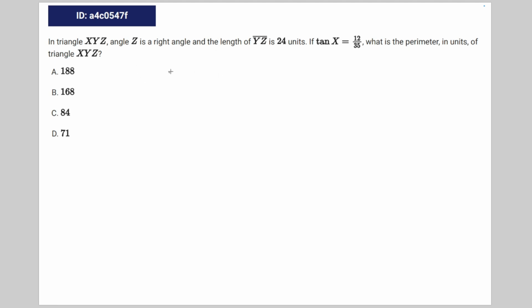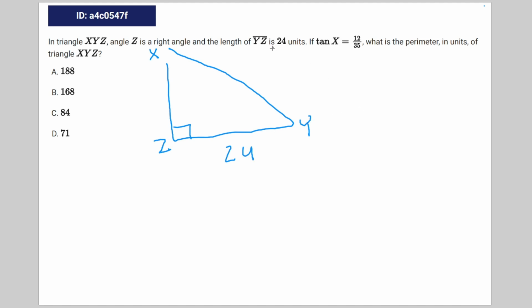It's a good question. So just like drawing it out, make sure you draw the right angle first, so it's less confusing. Then X, then Y, and then YZ is 24, so 24. Then tan of X is equal to 12 over 35. So tan of X is going to be the opposite side, so 24, over the adjacent side, which we don't know. So we can write it like this.